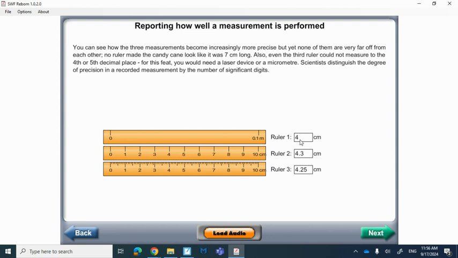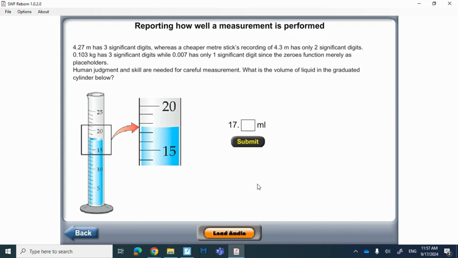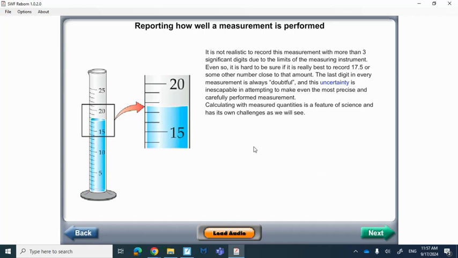Okay, so this is very clearly just going to be one significant digit, two significant digits, and three significant digits, because there's literally just 1, 2, and 3. But there's more detail than that we're going to go through in the lesson about how to decide how many there are. So this looks like about 17.5 milliliters, right?